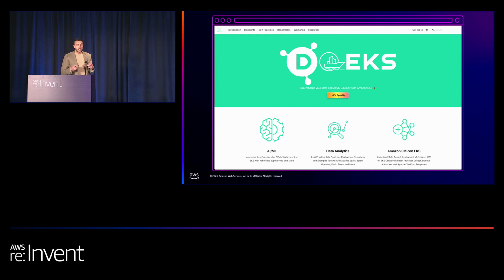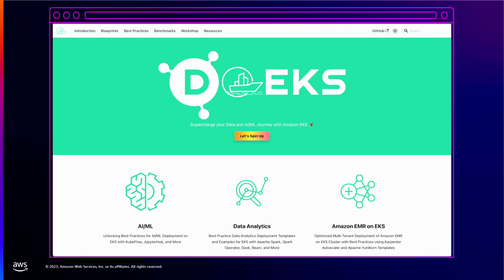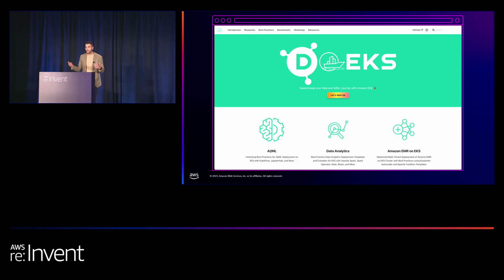So Data on EKS is a public open source project. We publish all of these blueprints to our website, which you can see a screenshot of here. And our goal is really to share this knowledge as broadly as possible with the community, recognizing that Kubernetes is open source and there's a vibrant open source community around not only Kubernetes, but also data tools and how the two are evolving together. And we want to continue to support that.